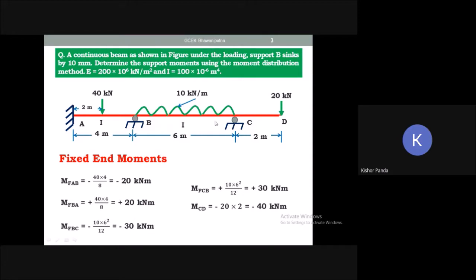Then find out MFCB. MFCB is equal to plus 10 into 6 square by 12. This is plus 30 kilonewton meter.